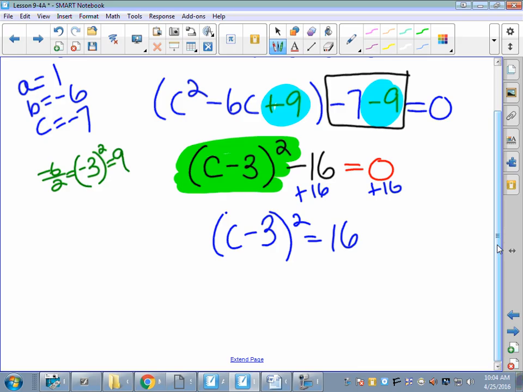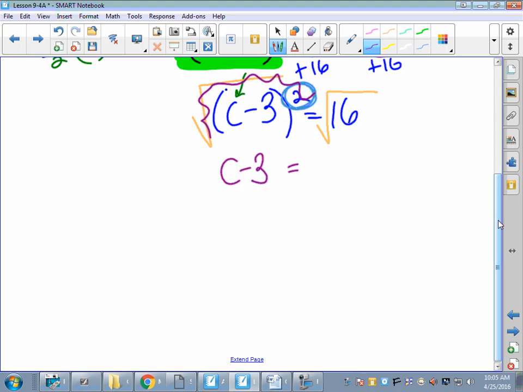Once I isolate the parentheses, I'm trying to get to this c. So I'm going to get rid of this squared. What do we do to get rid of squared? The next step in our steps, square root both sides. Here's the cool thing. Square rooting and squaring cancel each other out, so I'm just left with a c minus 3. Don't do more work than you need to right there.